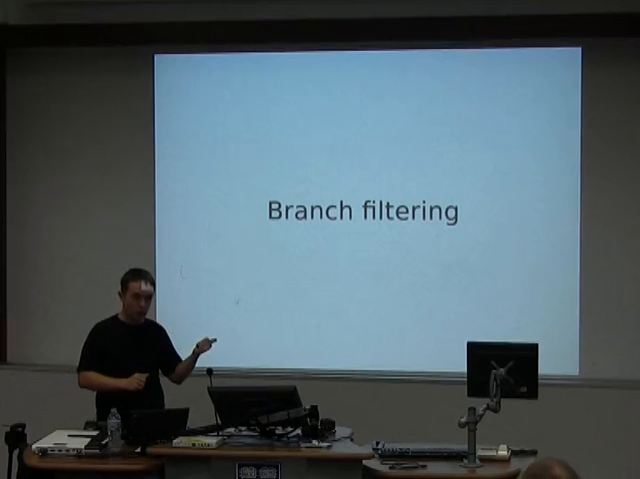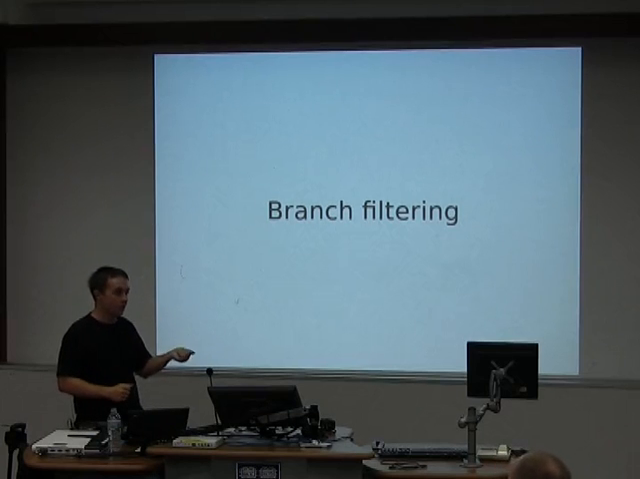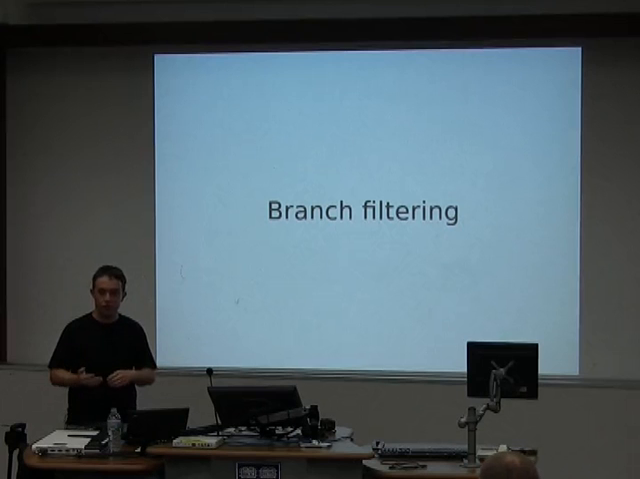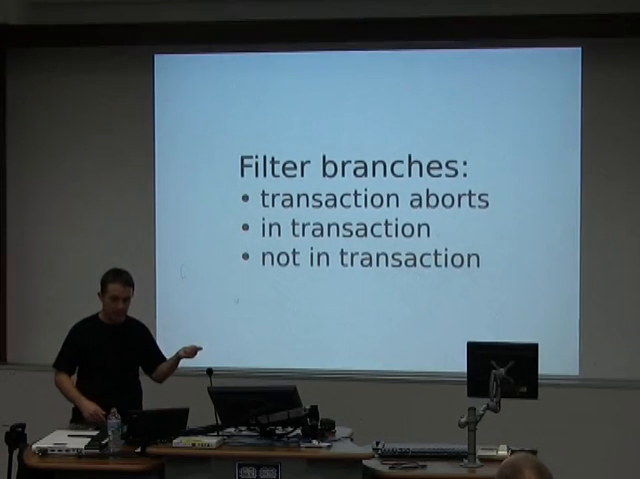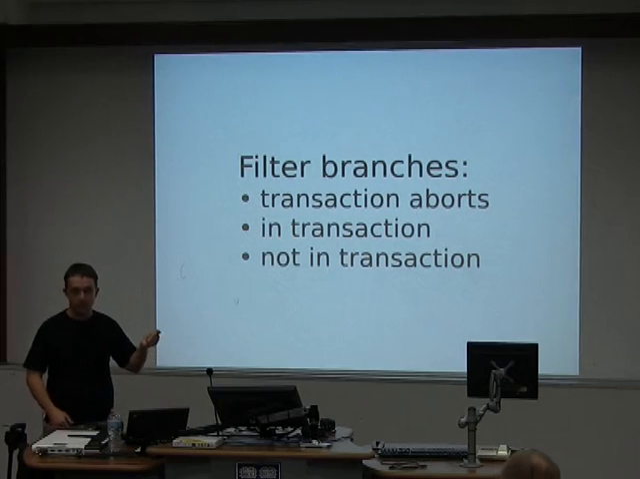Branch filtering: x86 and Power support it independently from transactional memory. You can log the branches leading up to a particular performance monitoring event, so you can follow the code flow of your branches up until that point. People often want to filter which branches they see, whether conditional branches or calls or whatever. You can do this with transactions as well on x86. You can say whether the branches were in transactions or not.